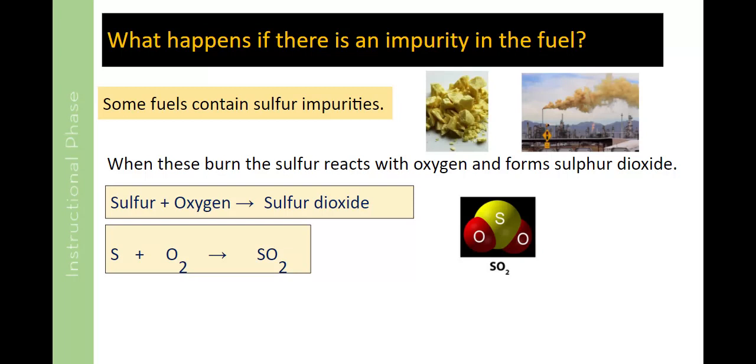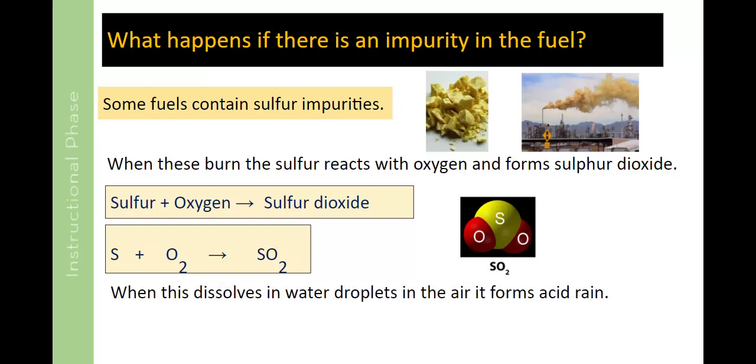Okay, so when we burnt that impurity of sulfur and it's made sulfur dioxide, we've got this sulfur dioxide gas in the air. Now, that sulfur dioxide gas can dissolve in water droplets. And when it dissolves in water droplets in the air, it forms acid rain. Now, acid rain has got a pH of anything below 5.2. Now, acid rain isn't so acidic that when it falls, it burns your skin and corrodes your skin and starts eating away at you. But it can have consequences on the environment.